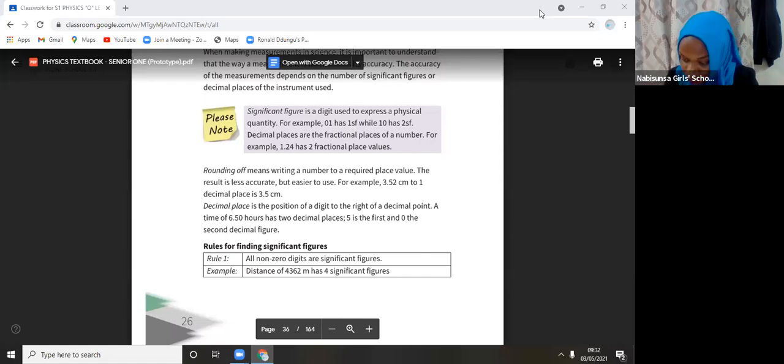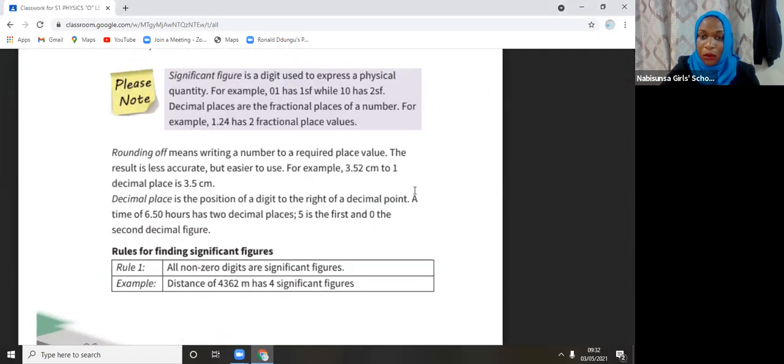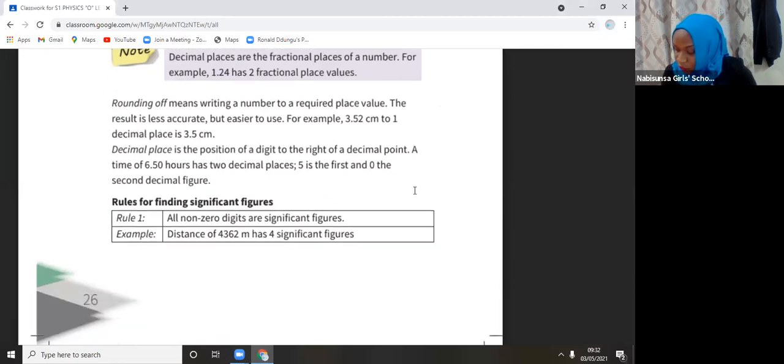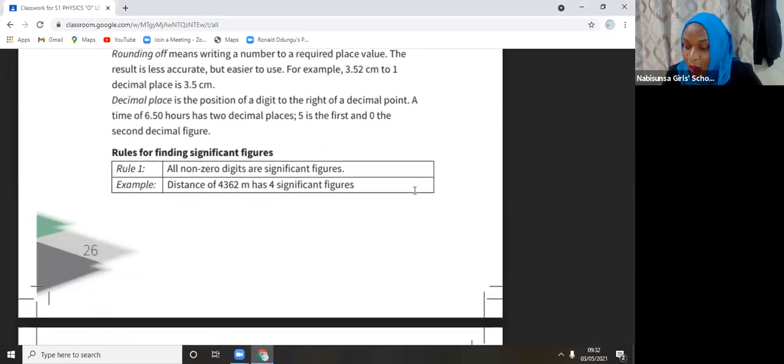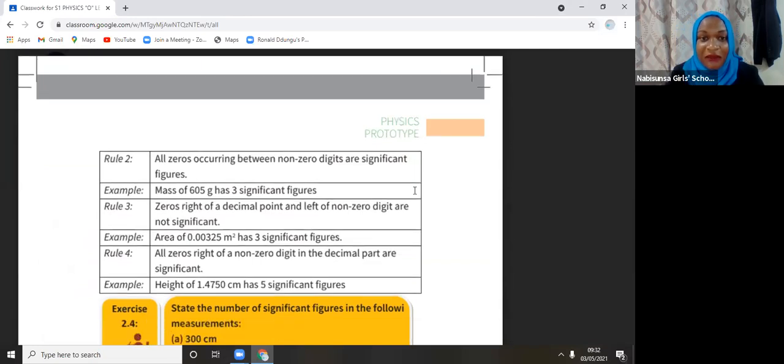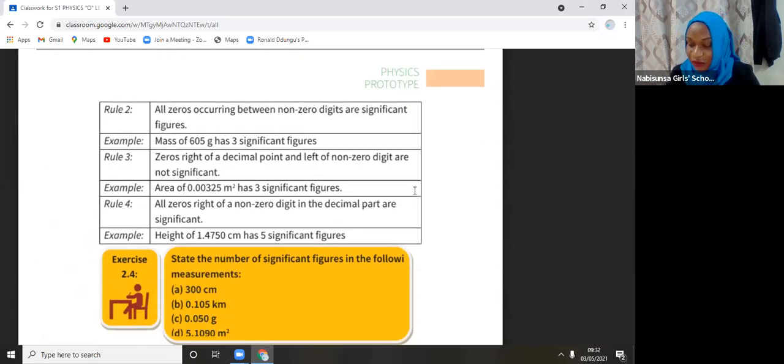Now we have rule 2. Rule 2 is saying that all the zeros occurring in between non-zero digits, for as long as they're in between non-zero digits, are considered to be significant figures. Is that okay? All the zeros in between.